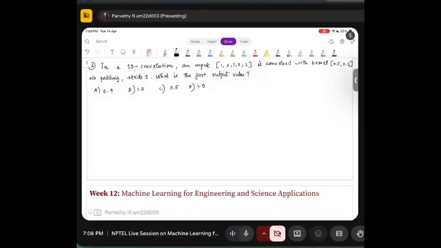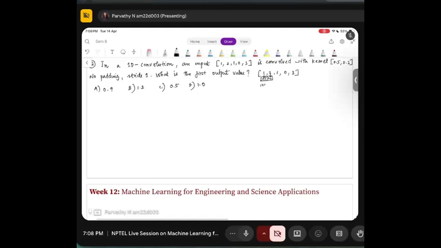Yeah, so stride 1 means the kernel slides one step at a time. So the first output will be from the 1, 2, 1, 0, 3. We take the first two inputs. This is what the kernel will be convolved on. So 0.5, 0.2. So 1 into 0.5 plus 2 into 0.2. So it will be 0.9.